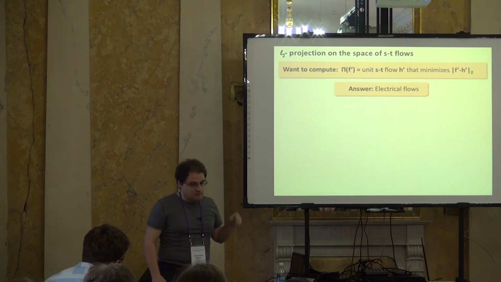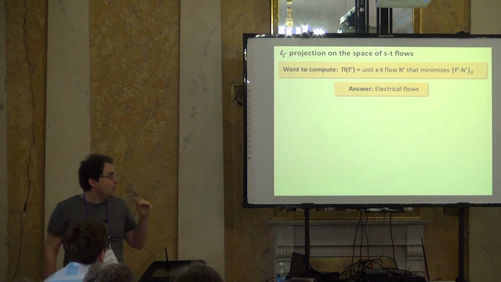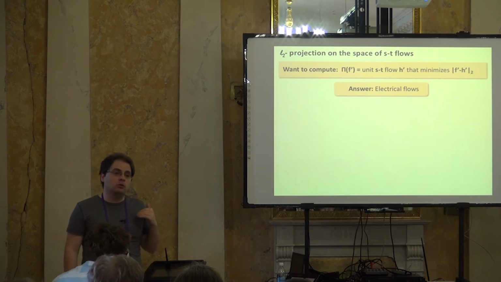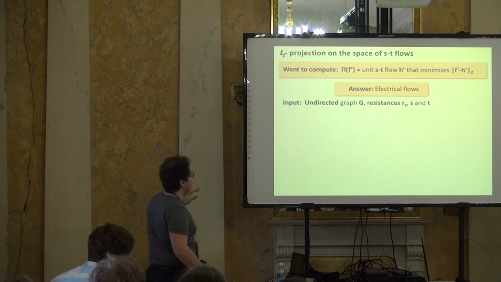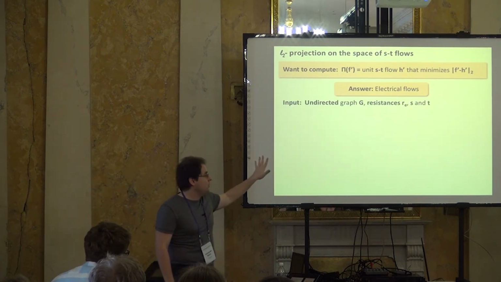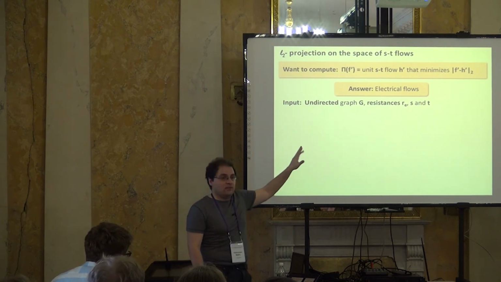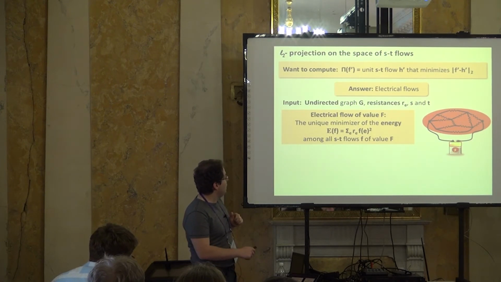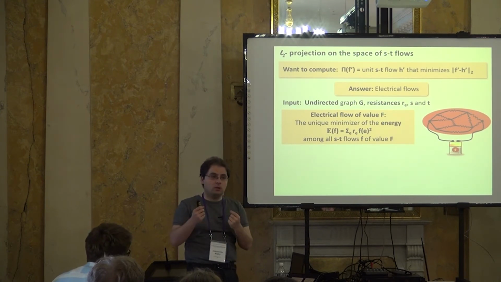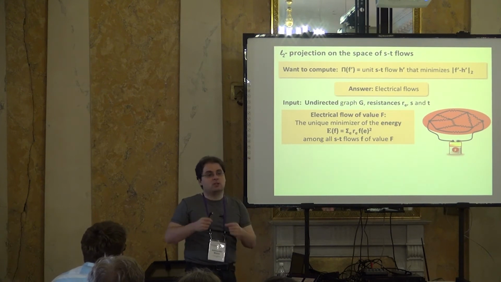This is an exercise, but if you think about it for a moment, you realize that what you are trying to compute is essentially an electrical flow in your graph. In general, the electrical flow corresponds to a situation where I have an undirected graph G, resistances on edges, and an S and T. This is the closest formulation to what I need here. Essentially, I want to find a way of sending some F, here F will be one, so one unit of flow from S to T, in a way that minimizes the energy.